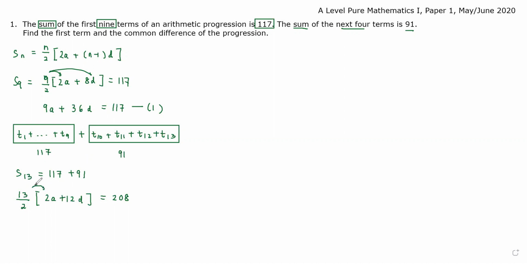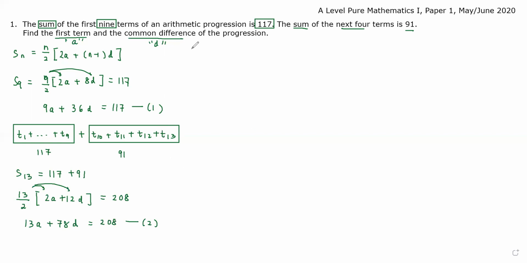Now distribute the 13 over 2. That gives you 13a plus 78d equals 208. That gives you equation number 2. We can find the first term and the common difference. The first term is a, the common difference is d. To find the first term and the common difference, we just need to solve equation number 1 and equation number 2.